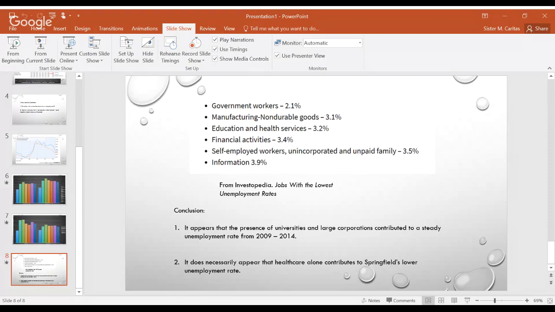Second question was, I was looking at Springfield and Peoria, comparing their healthcare systems to see if healthcare alone would contribute to their lower unemployment rate. I don't necessarily know that that's true, because if you look, education and health services is only at 3.2%, but government workers come in at 2.1% unemployment. And if you remember, the state of Illinois is the capital, therefore there are a substantial number of government workers, and then they have health services. Peoria has a large health facility in its city. Manufacturing, it has durable goods as opposed to non-durable goods, and very little financial activity. So Peoria, although it's a large city, was pretty unstable if you think back to the previous slides.